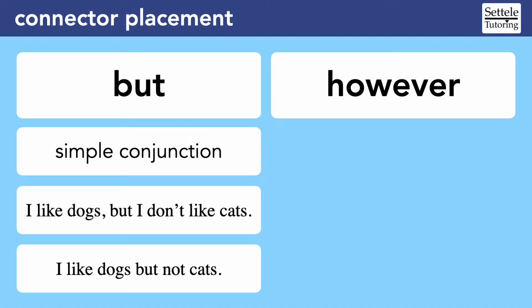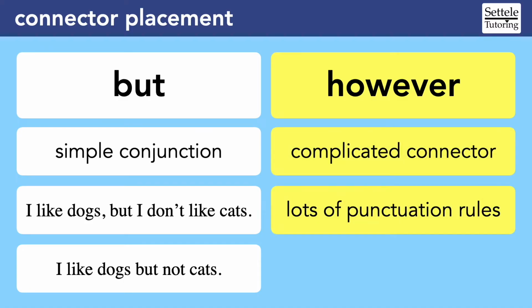The word however behaves much differently, and how we place this connector word between sentences is the topic of this lesson. However is often still classified as a conjunction, but for our purposes, we'll think of it as a complicated connector. There are lots of punctuation rules that make it much harder to master than the simple conjunction but. Let's take a look at the most important rules.